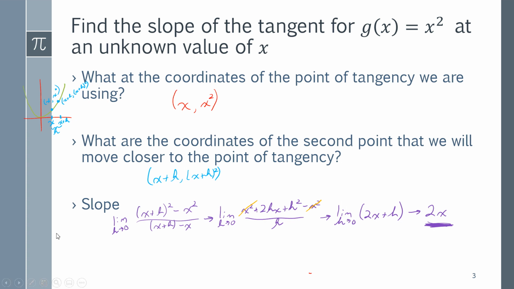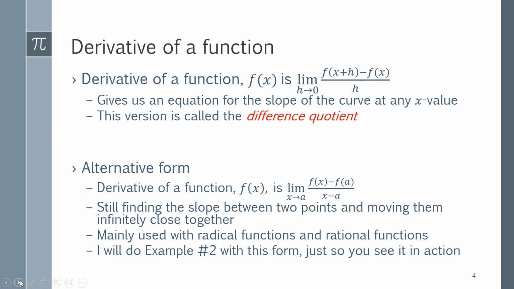But this idea is what we call a function, a derivative of a function. So what we were doing to find the instantaneous rate of change, we actually call the derivative. We call it the derivative. And this will give us an equation that tells us the slope of the curve for any x value that we're using in the domain.